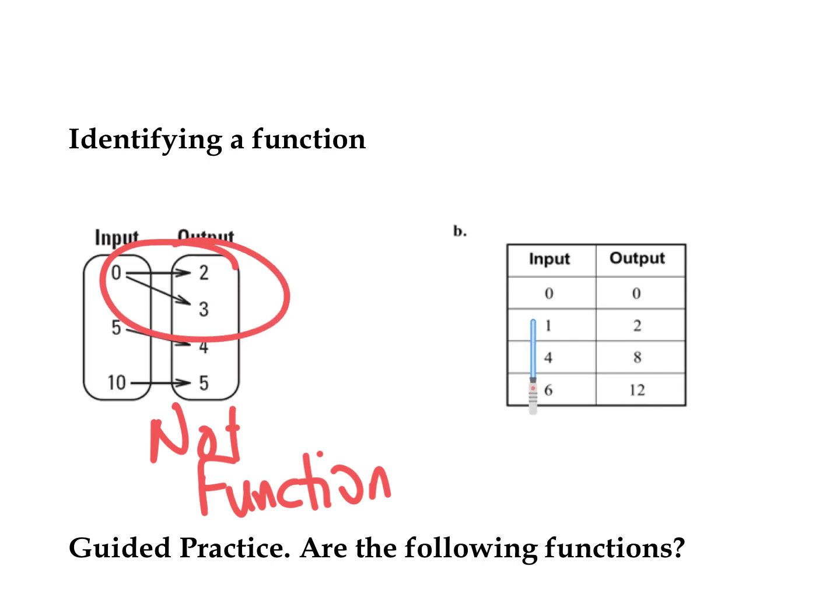Look at our second example here. We have these inputs: 0 goes to 0, 1 to 2, 4 to 8, 6 to 12. That's fine. Any number I plug in as an input, I know exactly what I'm going to get as an output. Here, if I said my input 0, you wouldn't know if I had an output of 2 or 3. Here, if I put in a 0, I know I'm getting a 0. If I put in a 1, I know I'm getting a 2, and so on. Every input is paired with exactly one output. So this particular situation is a function. Those inputs and outputs do make a function.